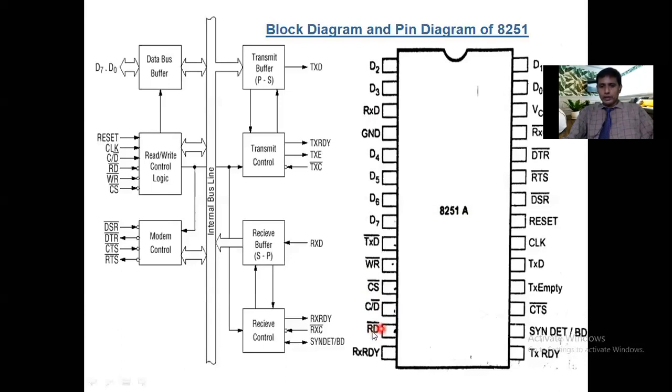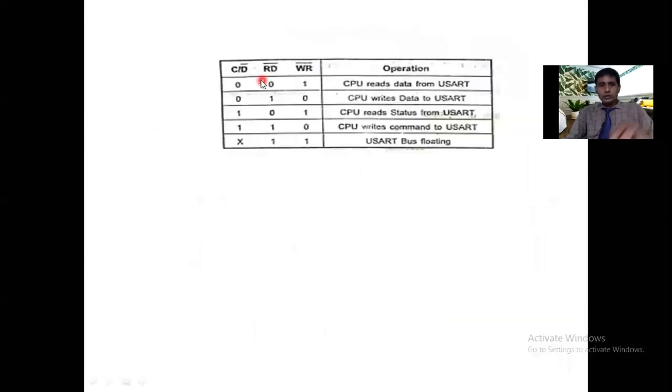Now there is a table related to read bar, C by D bar, and write bar. Let us see it, and after that table, let us see the other pins. If you observe carefully, the CPU can activate either read bar or write bar, only one. Based on C by D bar, it will perform many operations. First, C by D bar is 0, meaning we are selecting data. Then read bar is activated and write bar is inactive. In that case, the CPU reads data from the USART, because we are selecting data and activating read bar.